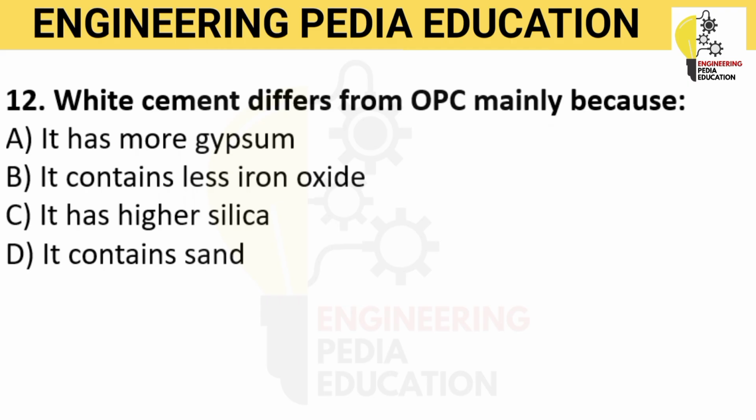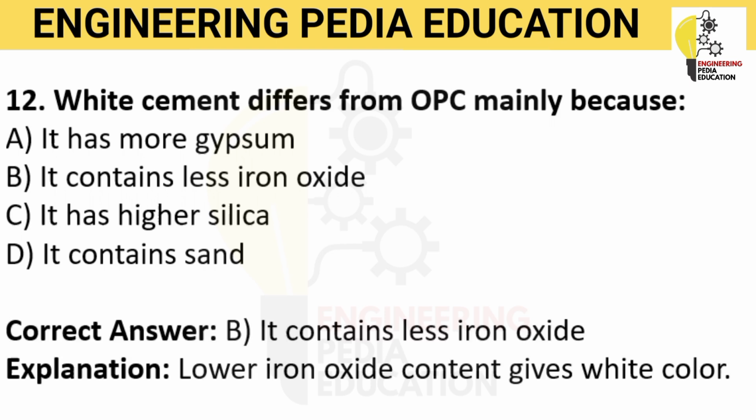White cement is different from OPC mainly because: it has more gypsum, it contains less iron oxide, it has higher silica, it contains sand. So the correct answer is it contains less iron oxide. Lower iron oxide content gives white color. That is because it contains very low iron oxide and low magnesium oxide. These compounds normally give grey color to cement.